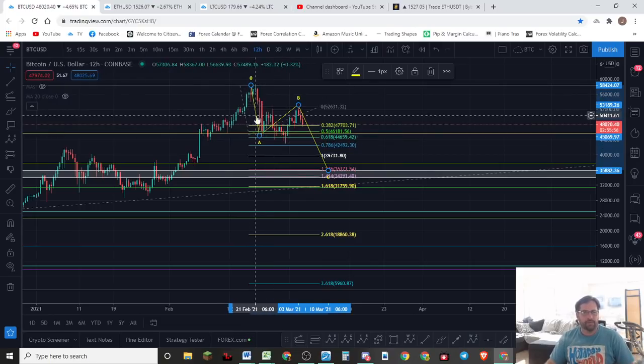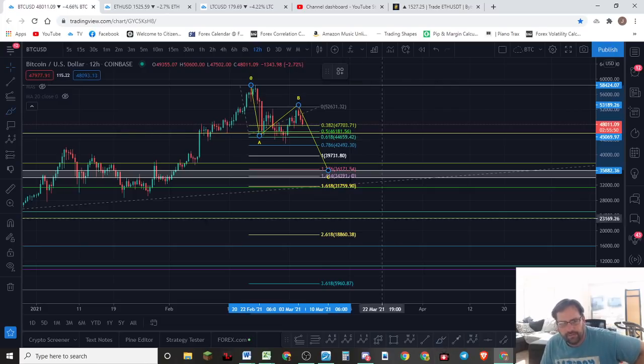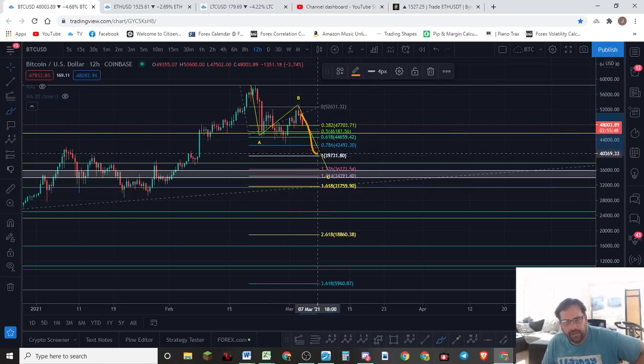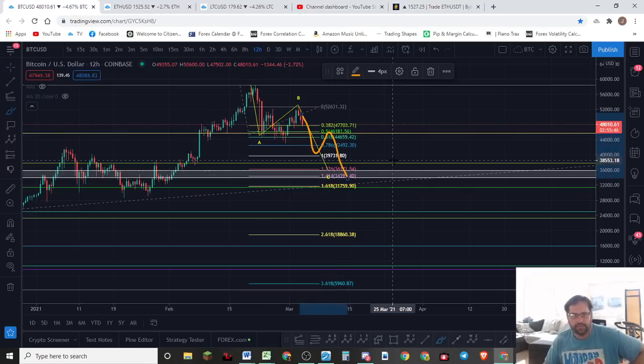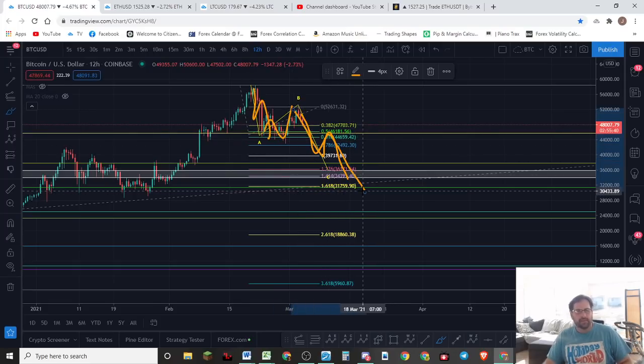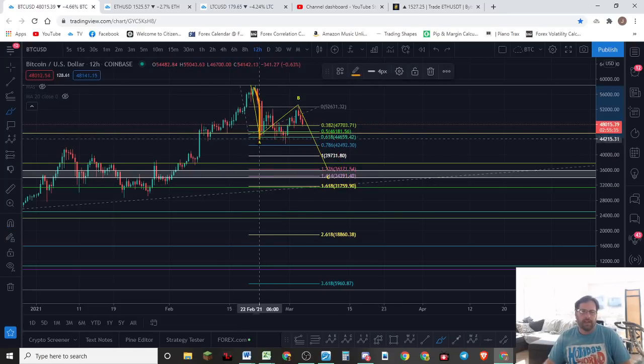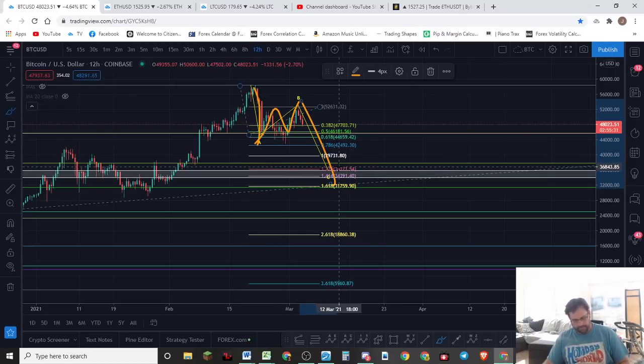Now, this first wave came down in 3. Then we got 3. So we'd be looking for 3 waves to come on down to this range. That would give us our 3, and then our 3. And that's the way I think it's coming down. The other way it could come down is 5, if that was 5, 3, 5. That's the other way it could come down.